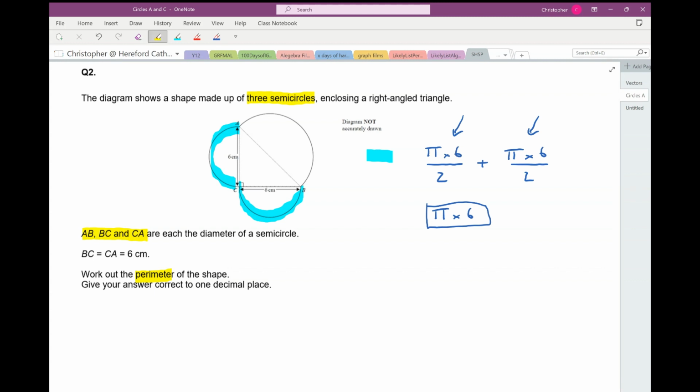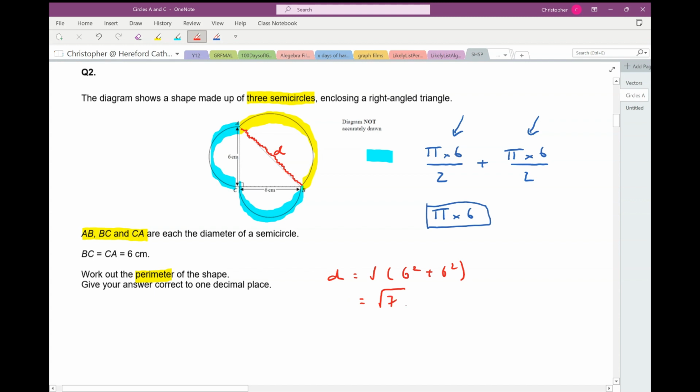Now, the only other part of the perimeter of the shape is this yellow semicircle here. How am I going to find the length of that? I really need to know its diameter, so I really need to know this length here, the length AB. I can find AB because I can use Pythagoras on that right-angled triangle. So AB, which is the diameter of my circle, I'll call it D. So the diameter of the circle is going to be the square root of 6 squared plus 6 squared. So that's the square root of 72. Now I know the diameter of the circle is the square root of 72.